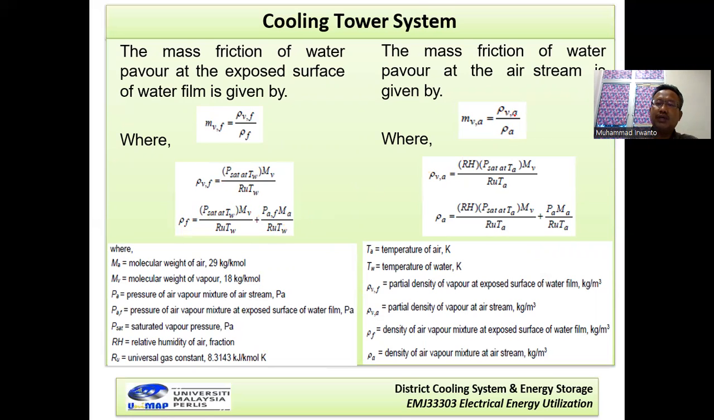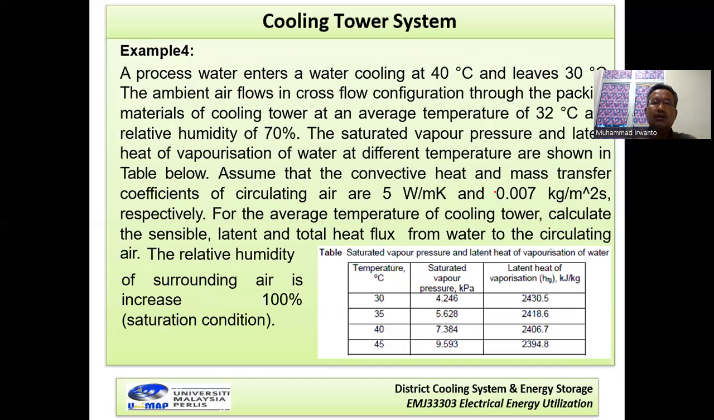And the value of rho_vA is given by this one. The value is almost the same, different only in T_A instead of T_W. Here we have RH, the relative humidity of air. Same like this one, this one is the pressure at the surface of the water film, and this one is the pressure of the air here.